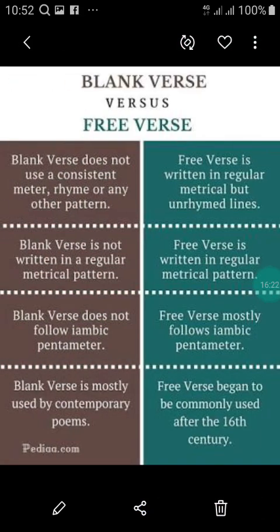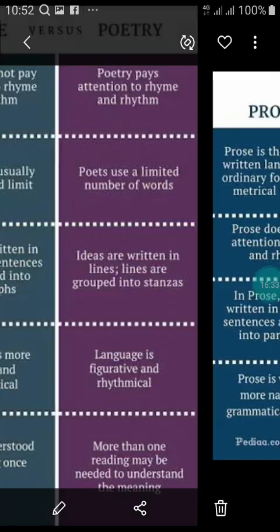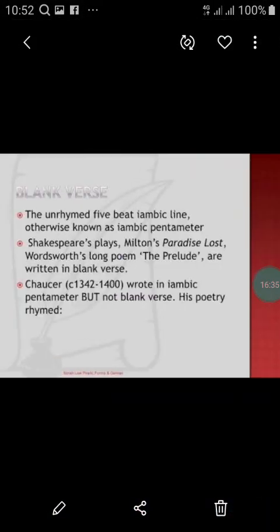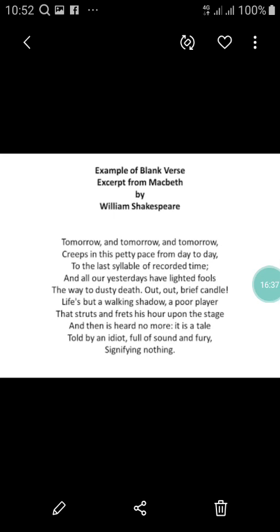So I hope you got the points. Today we've discussed colonial and post-colonial literature. We've discussed blank verse and free verse. We have discussed various terms related to meters and rhyming scheme, internal rhyme and external rhyme.